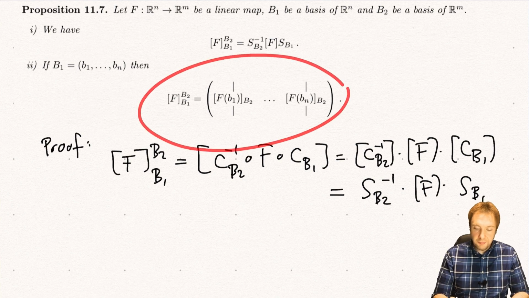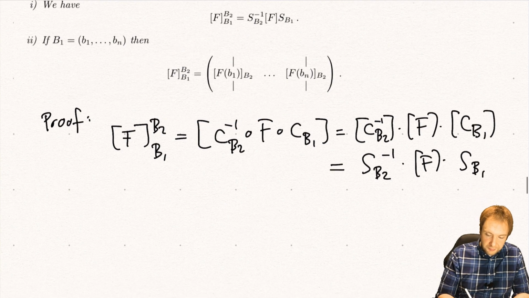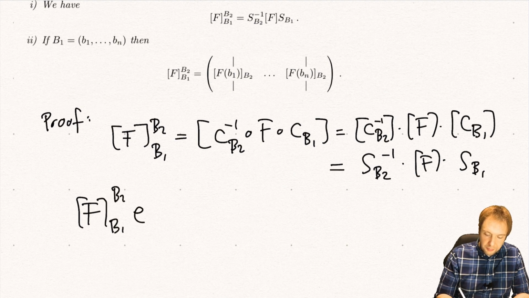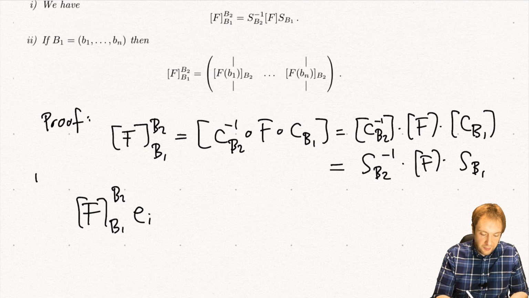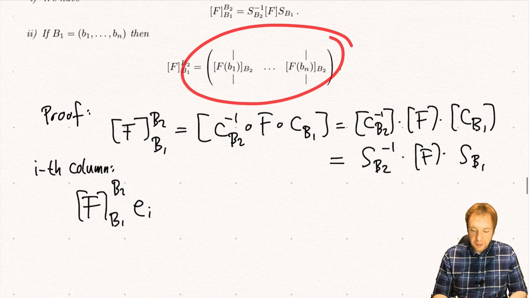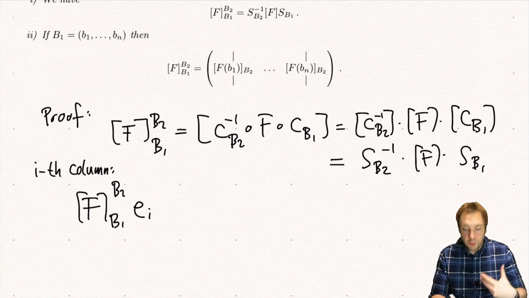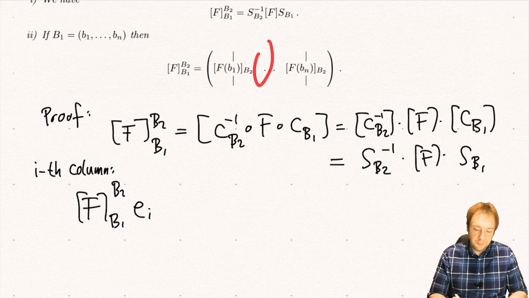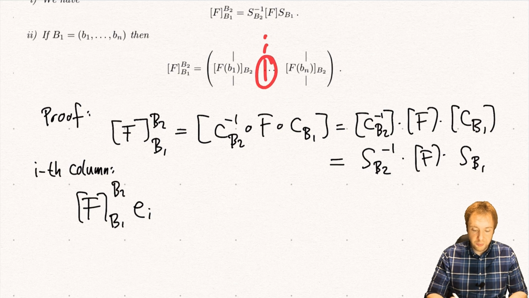And for this statement here, how do we write down what is F with respect to B1, B2? So if I multiply this with this vector EI, we get the ith column of this matrix here. In general, if I have a matrix and multiply with E1, I get the first column. If I multiply with E2, I get the second column. So if I multiply with EI, I get the ith column. So here at position I, we want to see what the column is. So this we get by multiplying with this.